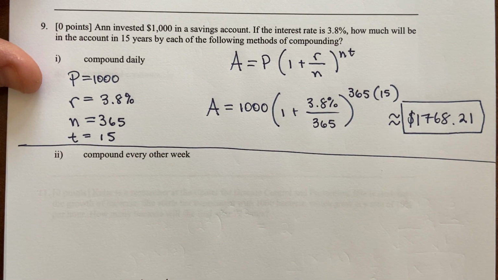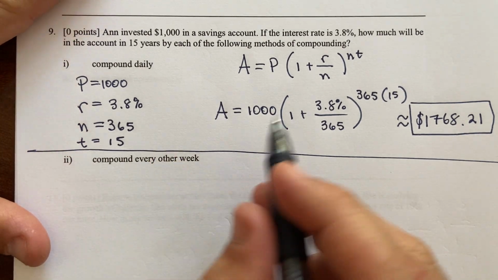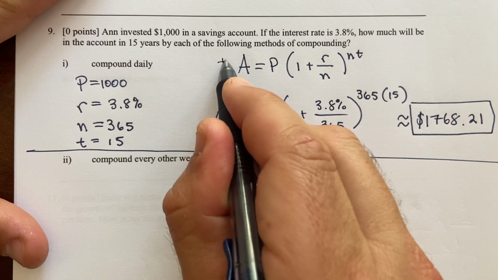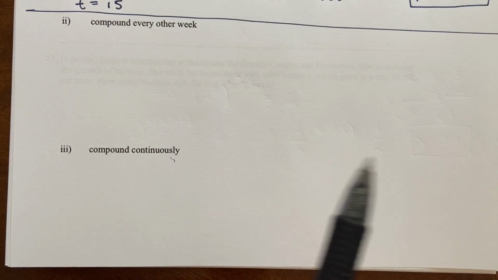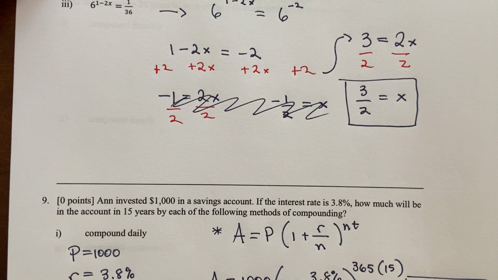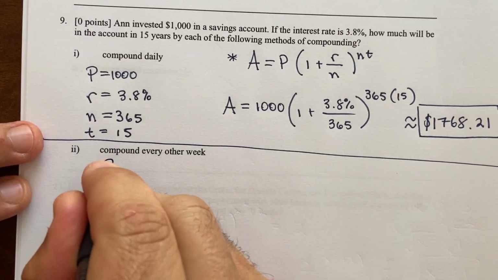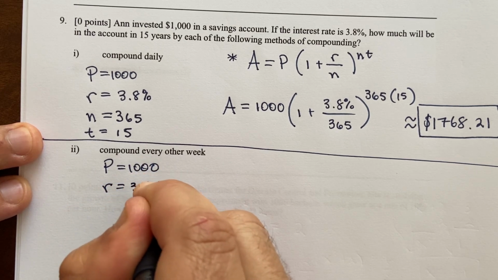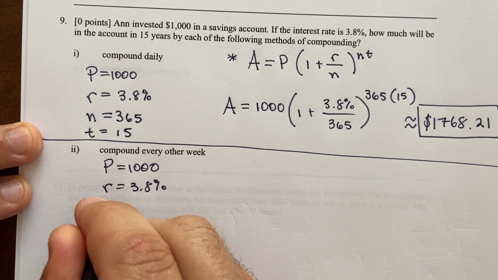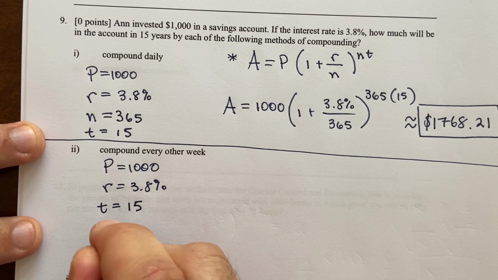All right, so every other week, compounded every other week. So still going to be using this. The only time it changes is when you are continuously compounding. We have that other formula for that. So every other week, still P is 1,000, right? Everything else is still the same, except N has changed.